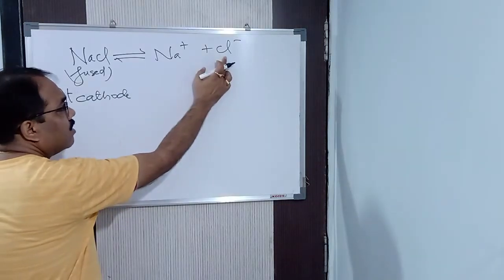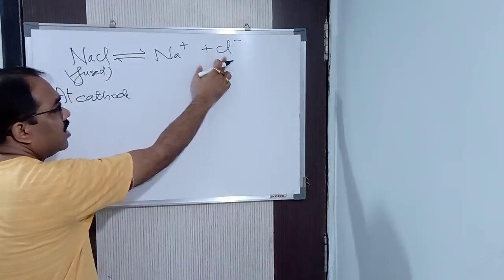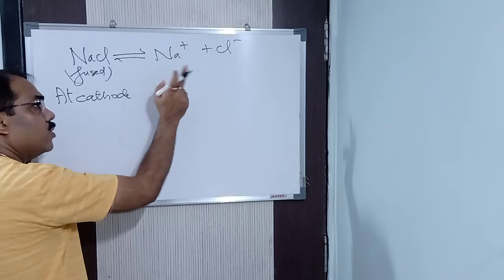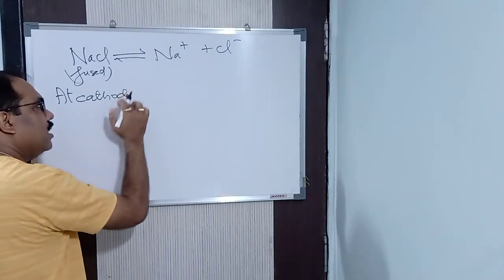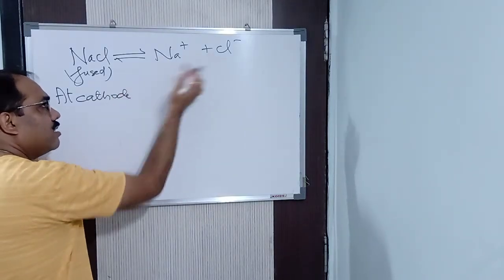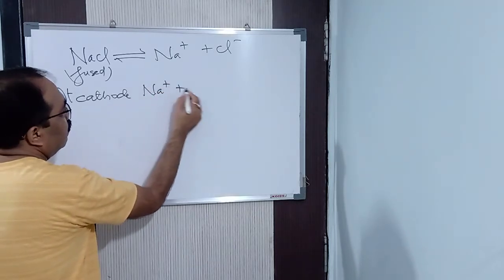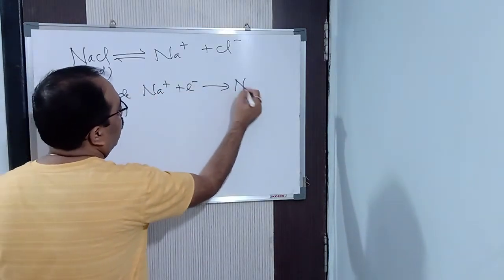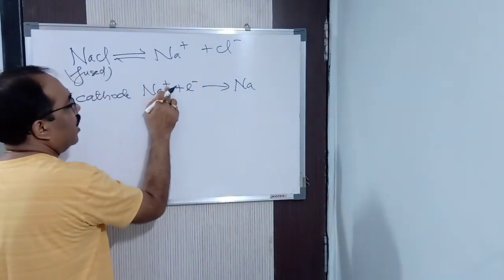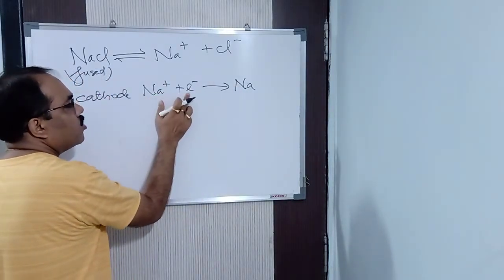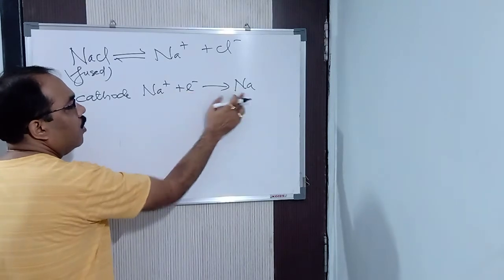These anions, which are negatively charged, will go to the anode, because the anode is positive. Very easy. Cations, cathode. Anions, anode. Okay? Now at the cathode, Na+ plus e- will give what? Na. Because Na+ means what? Deficiency of electrons. So it is gaining an electron to form Na.